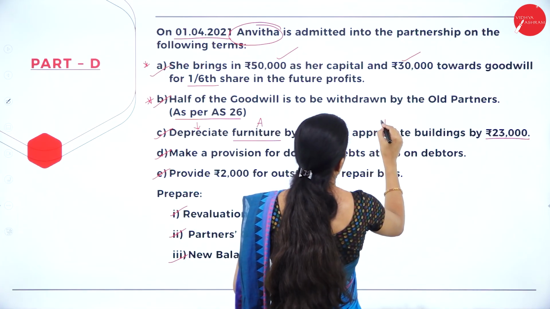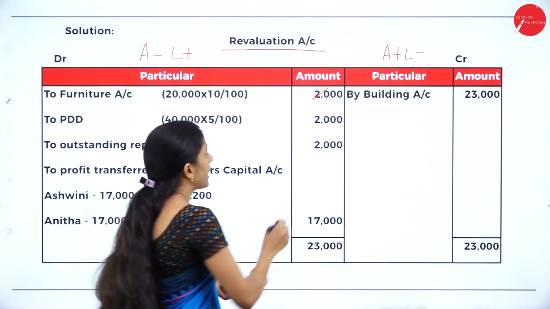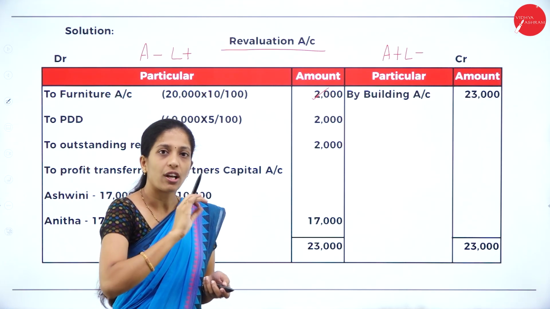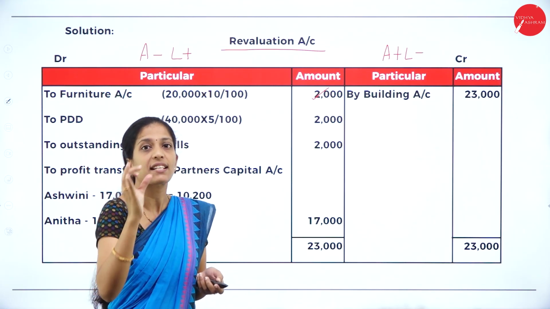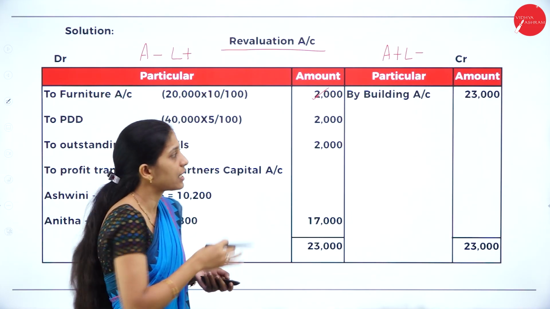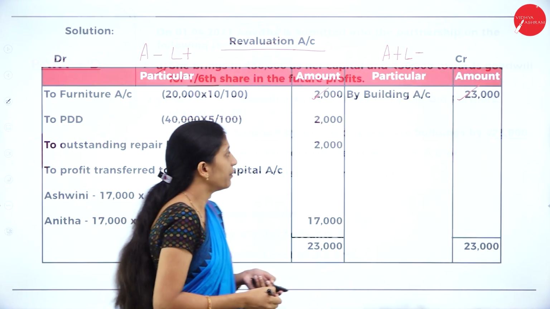Building is an asset. Increase in asset, where do we record? In the credit side, A plus. So if they give "by building", you have to take the whole amount, to whatever extent it has increased or decreased, that you will record in your revaluation account. So you will write directly by building 23,000.